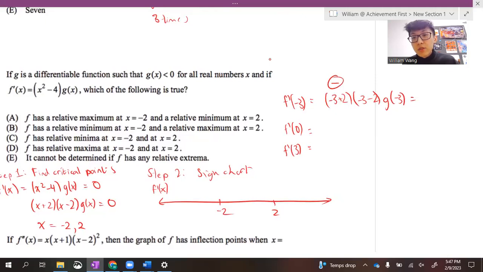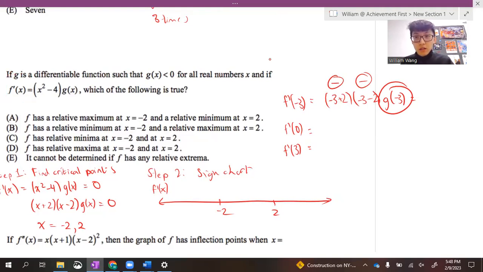Right? Negative 3 minus 2 is also negative. And this one's where it's sort of tricky. This is where the problem solving part comes in. G of negative 3. How do I know whether that's positive or negative? Because I'm not given my function g, I'm given f prime of x. How do I know what g of negative 3 is equal to?